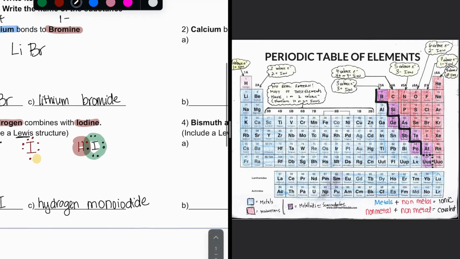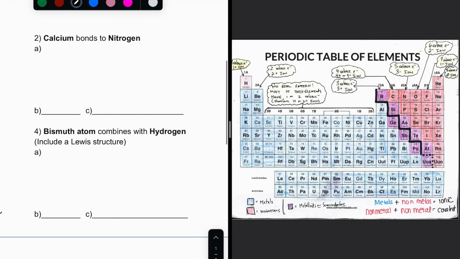All right, let's move to the right side here. I have calcium bonding with nitrogen. All right, so calcium is a metal. Nitrogen is a nonmetal. A metal and a nonmetal are going to bond ionically. Calcium has a 2+ charge, and nitrogen has a 3- charge. So I can do this one of 2 ways. I can remember my least common multiples, that if I have a 2 and a 3, I want to get them both to a 6. So that's going to give me Ca3N2.